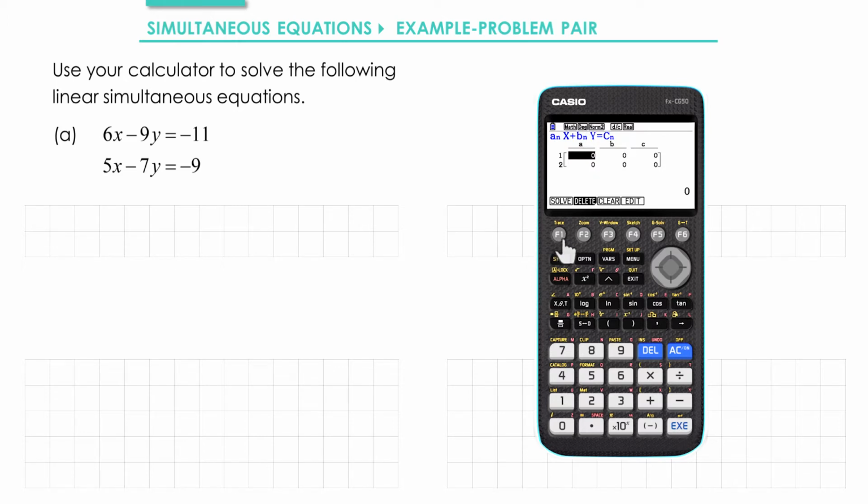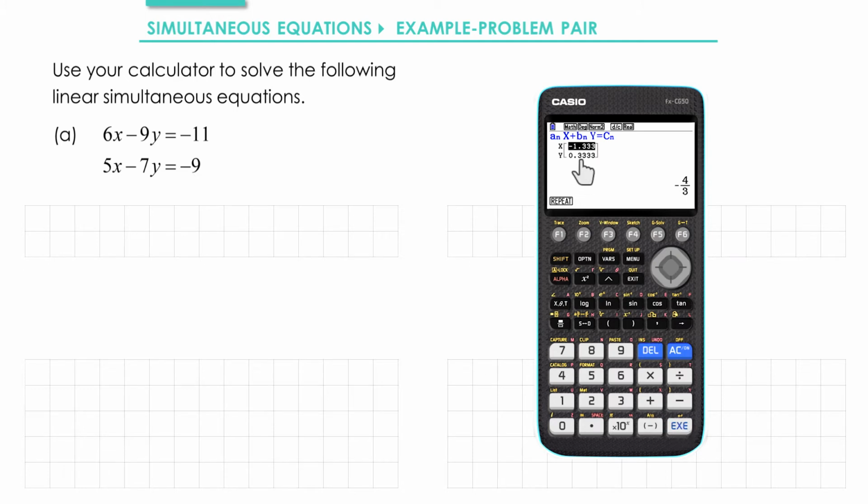To enter our coefficients, we need to make sure our equation is in the right form. It needs to be something x plus something y equals a constant. Fortunately, for this question, it's already in the right order. So we're going to enter the coefficient of x first, which is 6. To enter each one, just press EXE after you've typed it. The y coefficient is negative 9 and the constant is negative 11. On the second line, the x coefficient is 5, the y coefficient is negative 7, and the constant is negative 9. Once all of the coefficients are entered, we press EXE again.